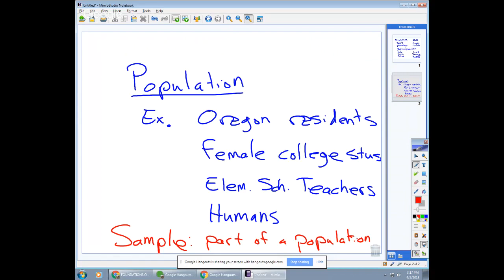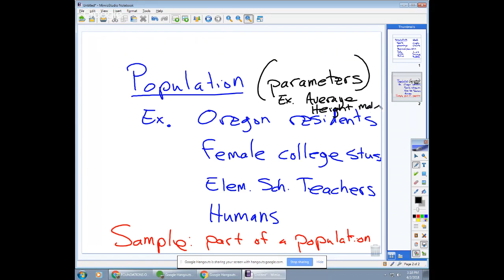When we are working with a population, certain special numbers related to that population are called parameters. An example of a parameter would be the average height of a male. If we considered all the males on the earth today, there is an average height to all of those males. Can we say what it is? Probably not. But we can try and find it by using samples.